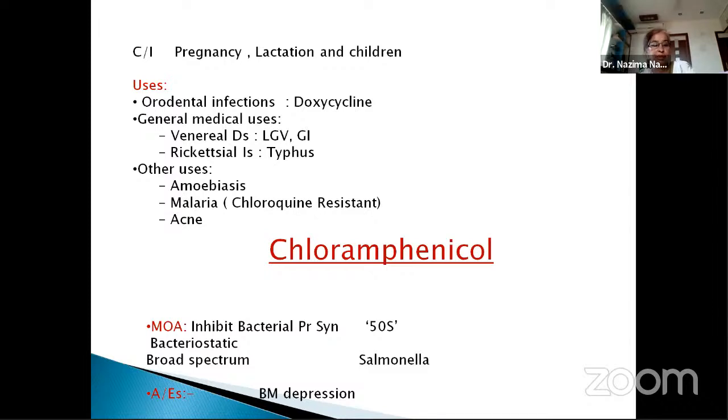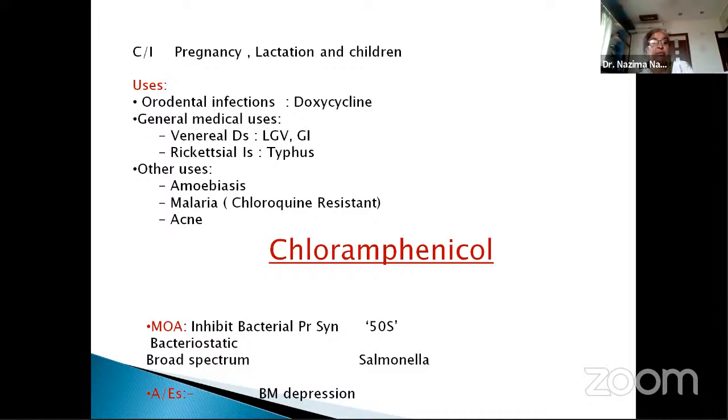The other uses: these drugs are used as adjuvants in amoebiasis as well as in malaria, where this drug is used in chloroquine resistant malaria. Also, this is the drug which is used in acne. So these are the uses of the tetracyclines as such.